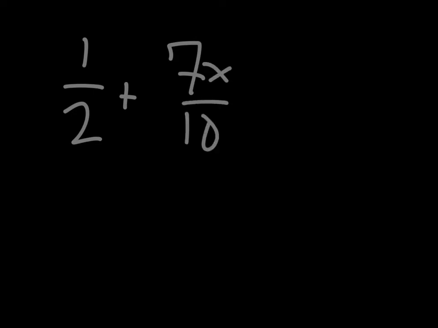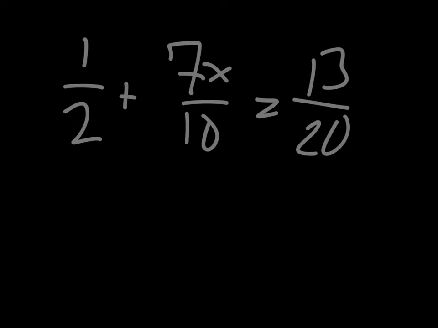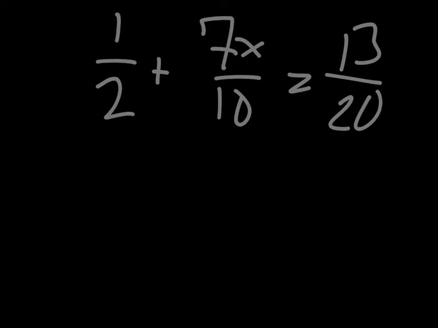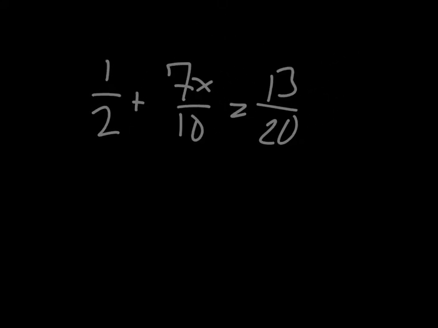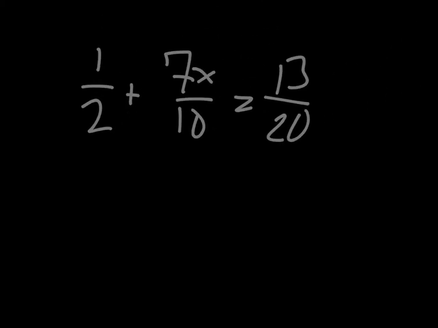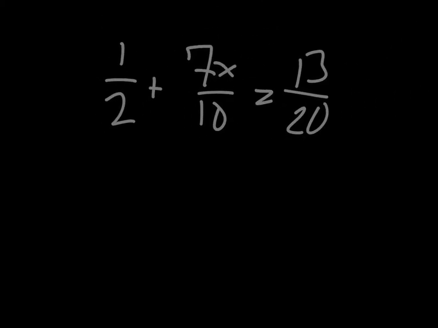Another example. Let's say we have, this one, I like that one. 1 over 2 plus 7x over 10 equals 13 over 20. Okay. So we're going to move the constant over here, but what I want to do first is get all the denominators the same. We want the, I believe it's called the least common multiple or the greatest common factor, whatever they call it. The GCF, the LCM, one of those abbreviations that means the denominators become the same, okay?